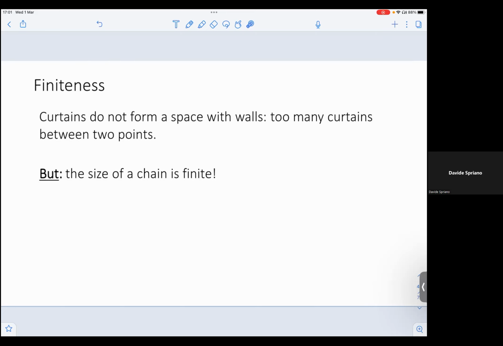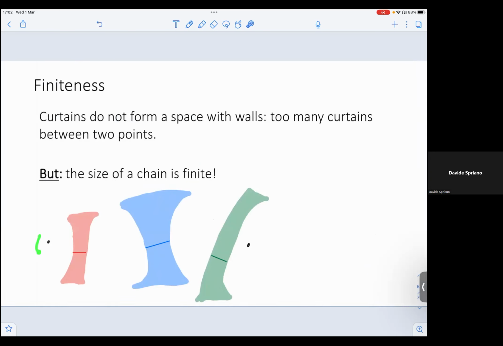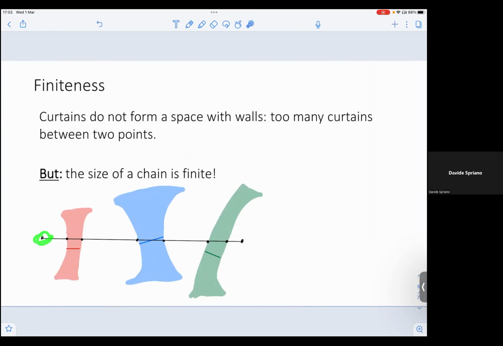So maybe if you never saw a space with walls, the takeaway is that between 2 points you can fit many curtains. But if I take a chain instead of just considering curtains, the size of a chain is finite. Why is it so? Well, suppose that I have 2 points here, and I have a chain between them, which I just drew. The important thing is that those curtains need to be disjoint. Good. Now I take a geodesic between this first point and this second point, and this geodesic will have a first entry and last exit point from each of those curtains.